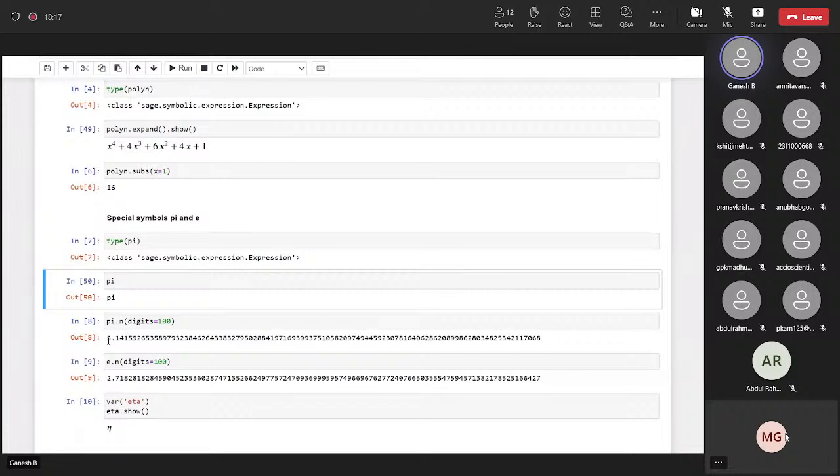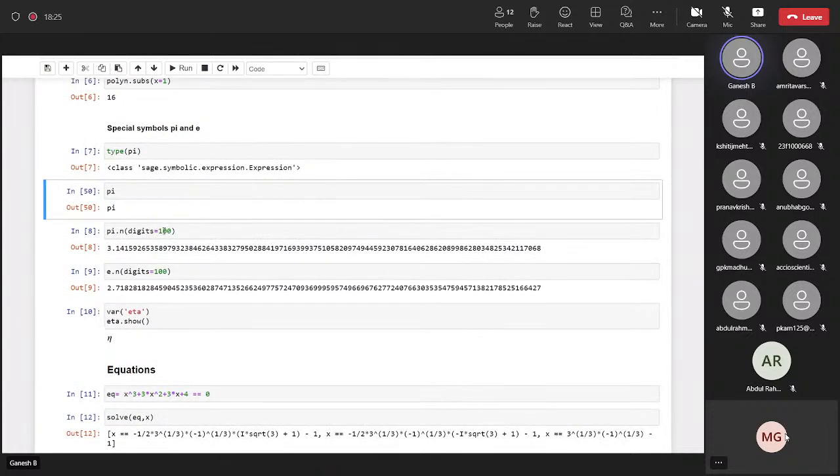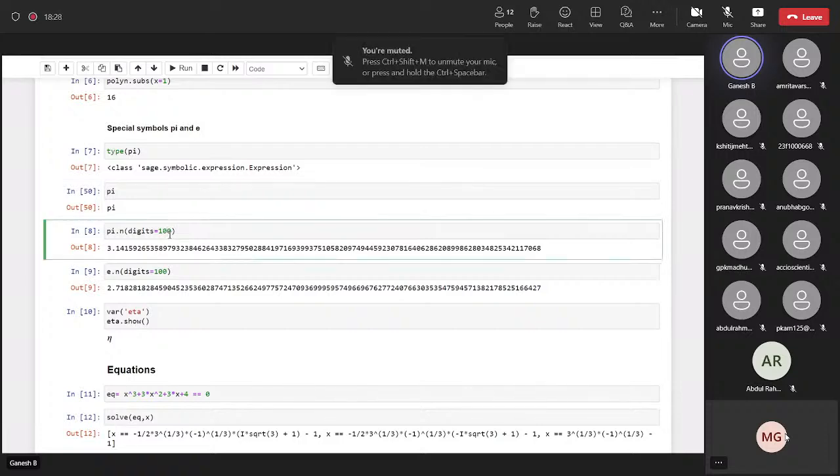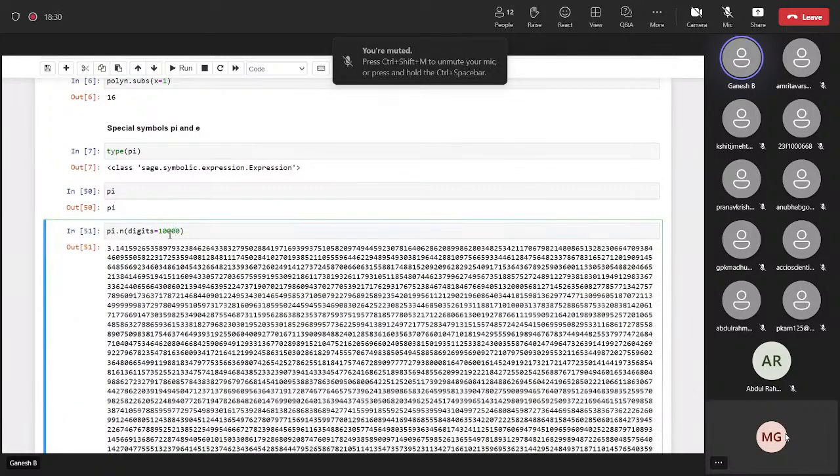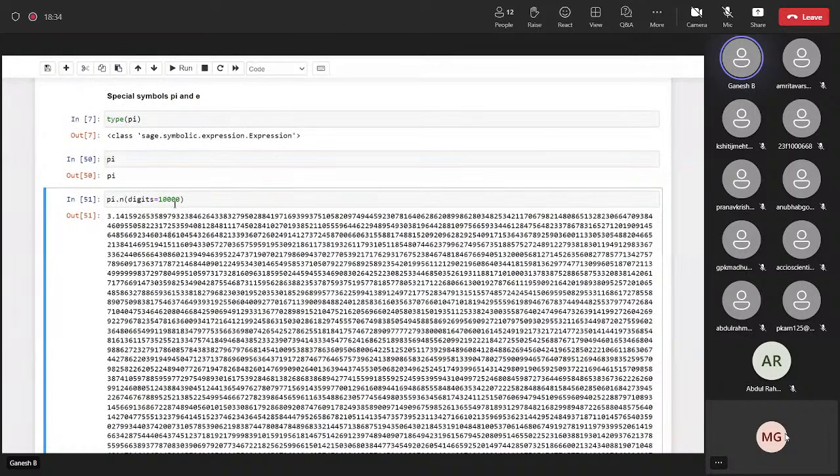So it will throw me out 100 digits of pi, and it will do it for even 1,000 and 10,000. It is incredibly efficient. The algorithm is very good. It will not take a lot of time. I'll just show you 10,000, and it just throws you all the 10,000 digits of pi. Yeah, it didn't even take a second, a millisecond. It's very fast.